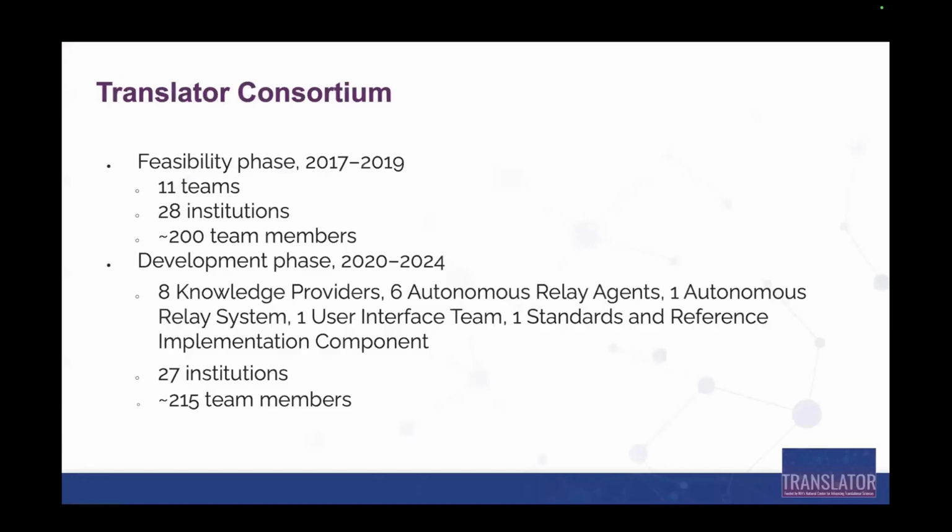So Translator has actually been around for a while. It says here 2017, though I feel like I remember working on it starting in 2016. It's in its third phase now, which I think just started this year. The initial phase was feasibility, where 11 different teams evaluated whether something like Translator could be built. The second phase was building out the knowledge graph and the infrastructure. And now we're beginning the third phase.